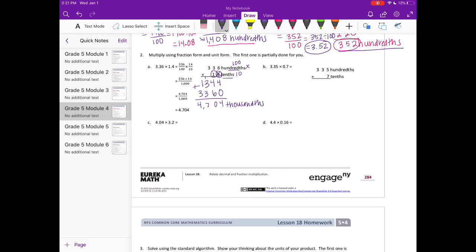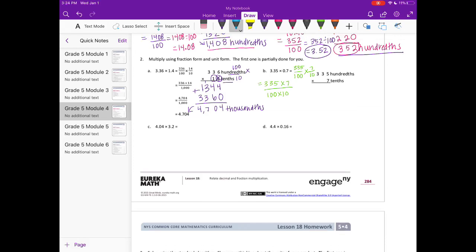So we have 4,704 thousandths, which is equal to 4 and 704 thousandths. B, 3 and 35 hundredths times 7 tenths. So 3 and 35 hundredths would be equal to 335 hundredths times 7 tenths, or 335 times 7 over 100 times 10. So let's multiply it out.